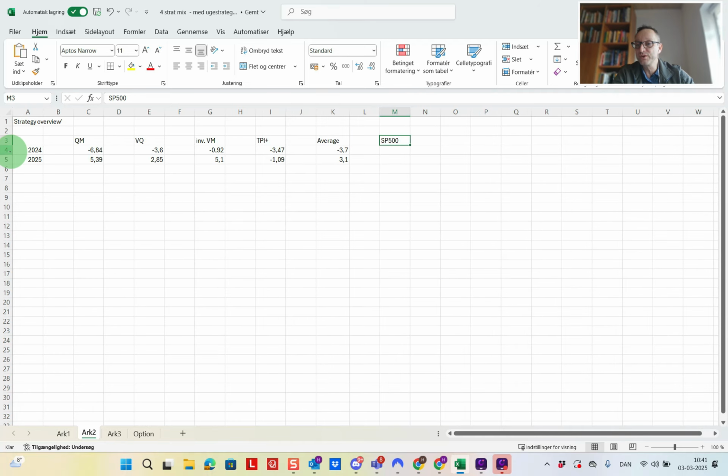All right, looking into the European strategies, we don't have much stats on these now. As you can see for 2024 here, we started in the beginning of October, so that was an average of -3.7%, but so far this year we are up 3.1%, so that is actually better than the US market.